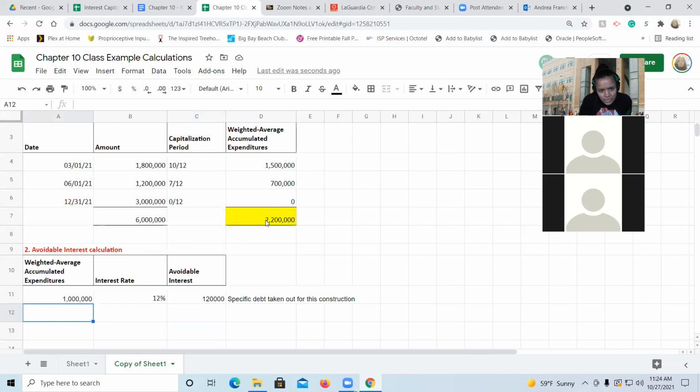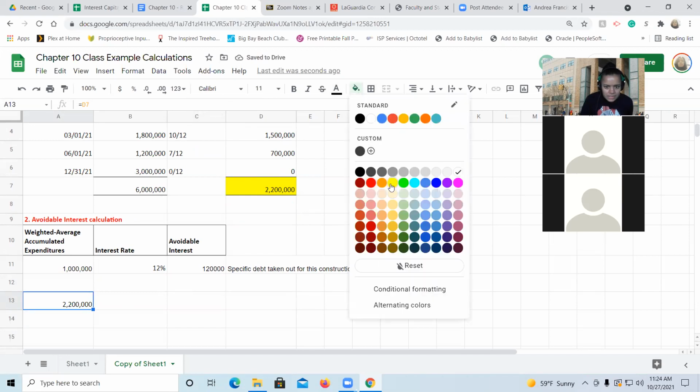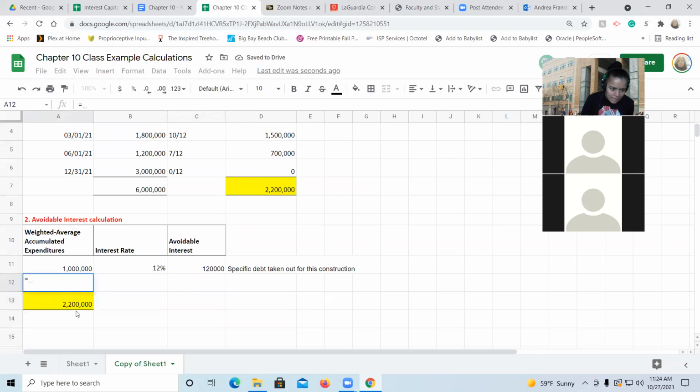So I have 2.2 million weighted average accumulated expenditures. It's being split between a million specific debt. And then because I have to get up to 2.2 million, my answer over here has to be the same as this number. I'm trying to apportion that number. So that means that I still have 1.2 million of debt for which I need to calculate interest that is avoidable.